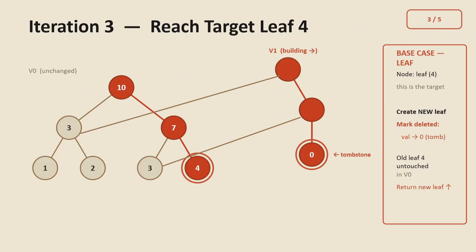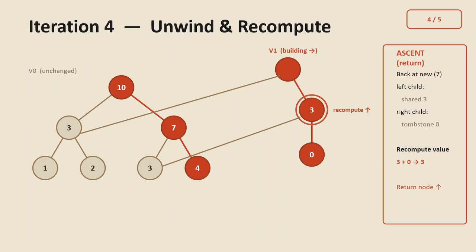Upon reaching leaf 4, we create a brand new node and set its value to 0. This is a tombstone. The original leaf 4 in version 0 remains untouched. As we return upward, we recompute the values of our cloned parent nodes. For instance, at node 7, we take the shared value 3 from the left and our new 0 from the tombstone to update the parent's sum to 3.